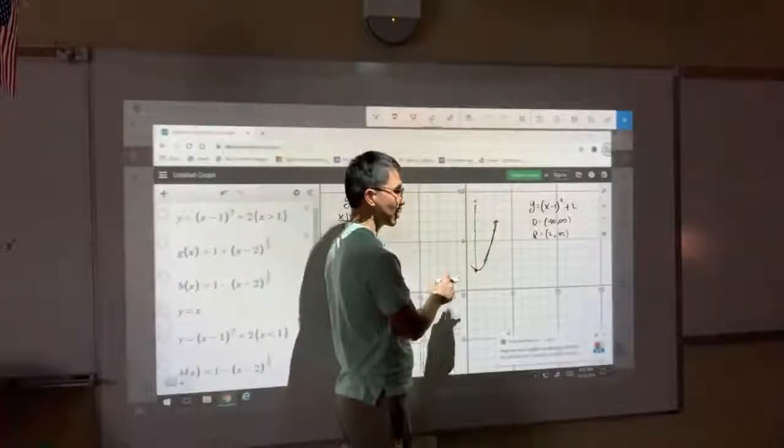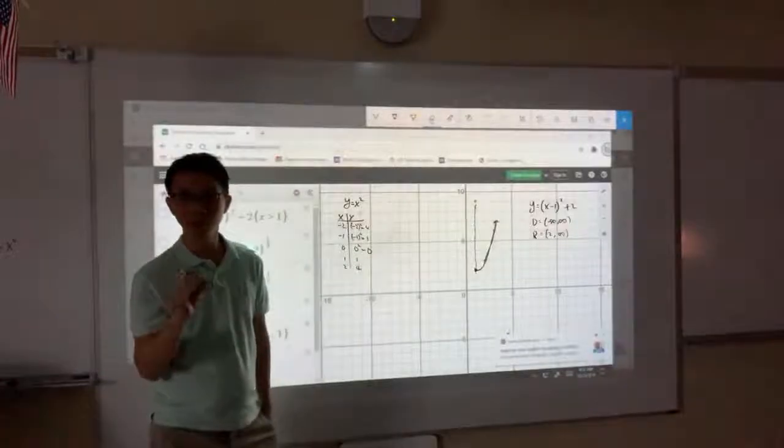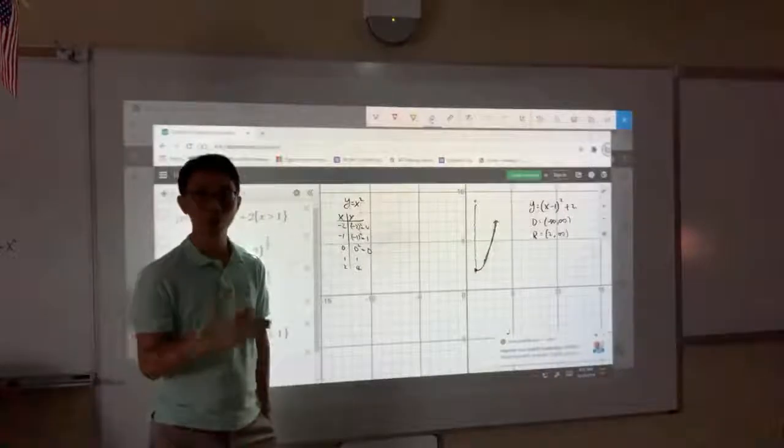There's a decreasing, there's increasing. So I have to erase a certain part. Am I losing somebody here? I have to cut the graph where it's only increasing in order to have an inverse.